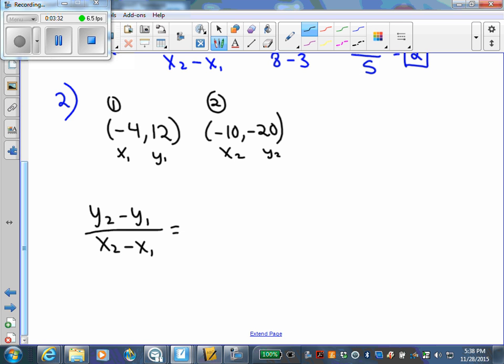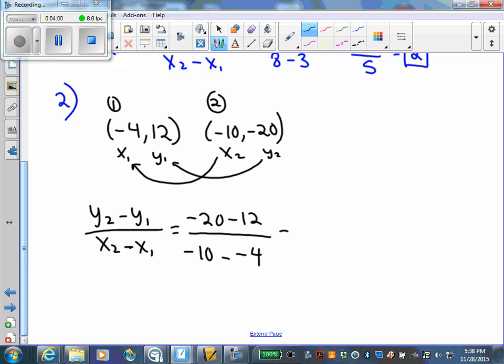Okay, so I'm going to take this number and subtract this number. So negative 20 minus 12, all right, over this number minus this number: negative 10 minus negative 4. It's very important that you put both of these negative signs. So there's the minus, which is part of the formula, and then there's the negative that goes with the negative 4.